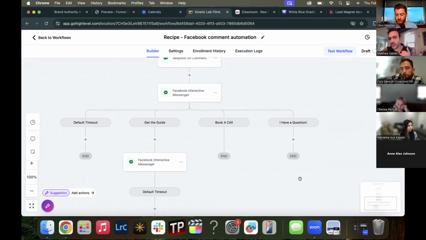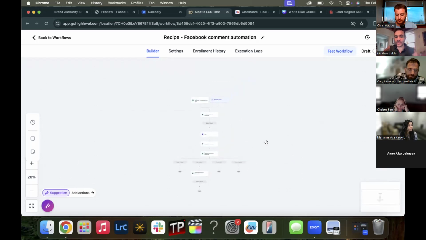And I can keep adding more options. I can have them redirect to a website. I can start an email campaign that happens right after this happens. Instead of having to do so many steps, you can just keep branching this out. It goes pretty far.